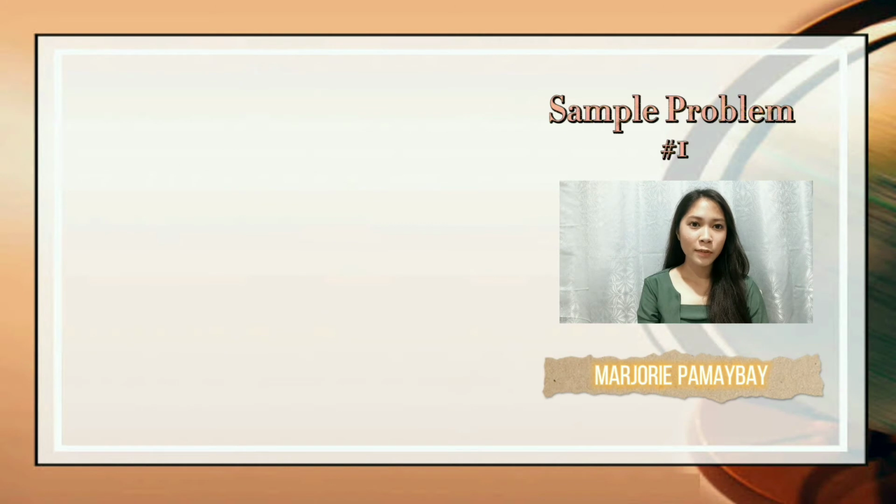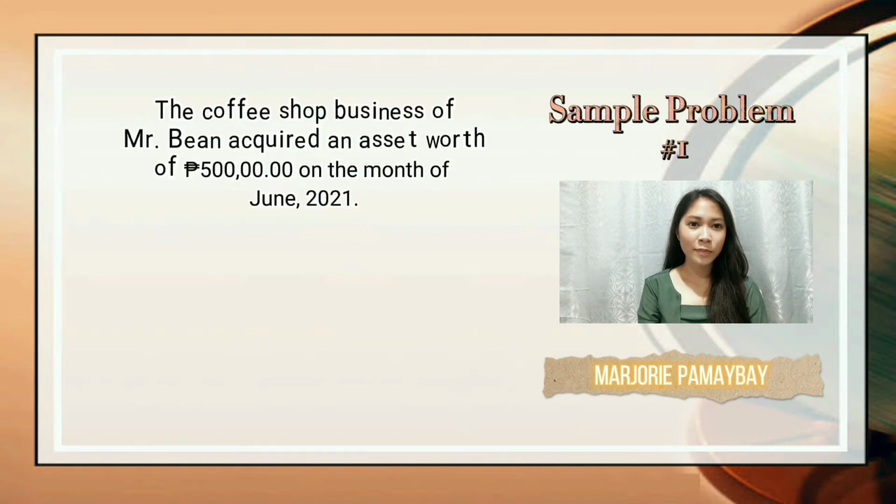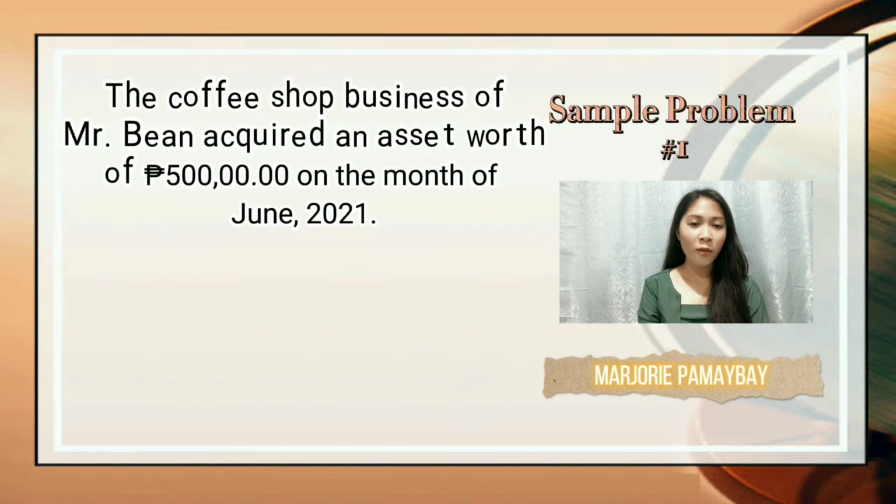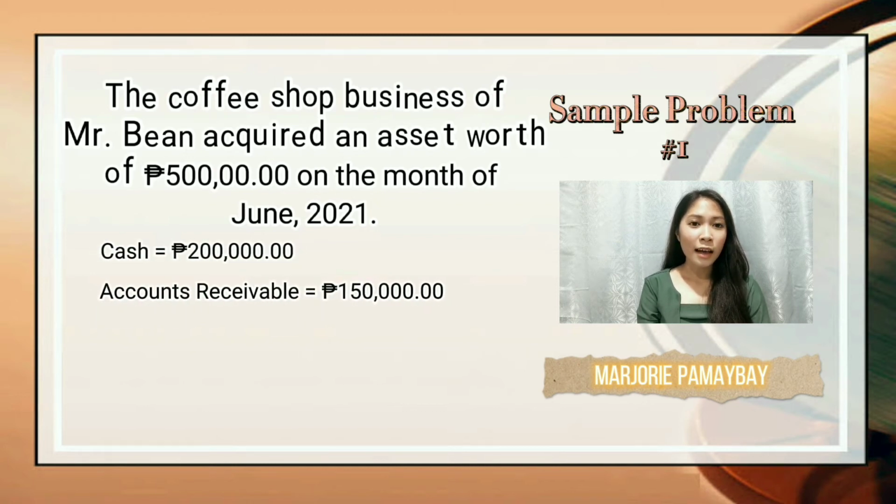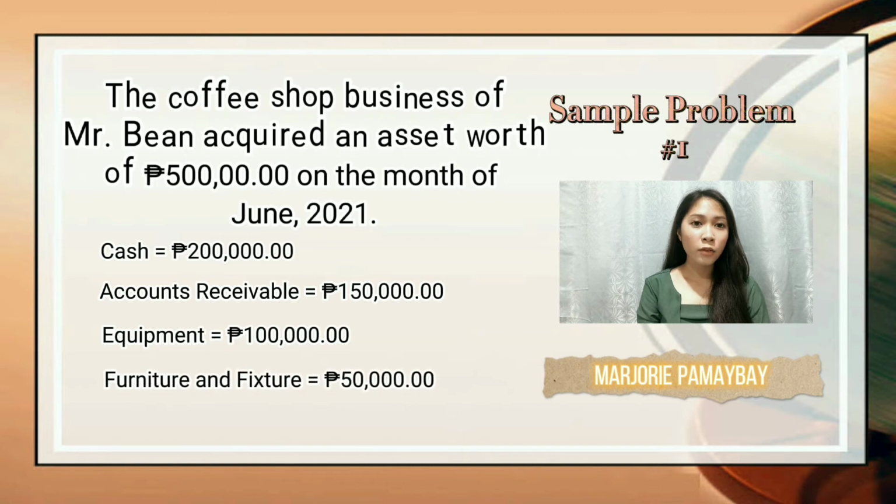Problem number 1. Constructing a circle graph. The coffee business of Mr. Bean acquired an asset of 500,000 pesos in the month of June 2021. The breakdown of it is as follows. Cash for 200,000 pesos. Accounts receivable for 150,000 pesos. Equipment for 100,000 and furniture and fixtures for 50,000 pesos. Now, how do we represent this using the circle graph?